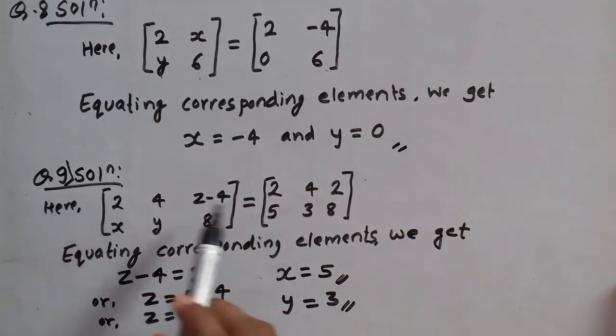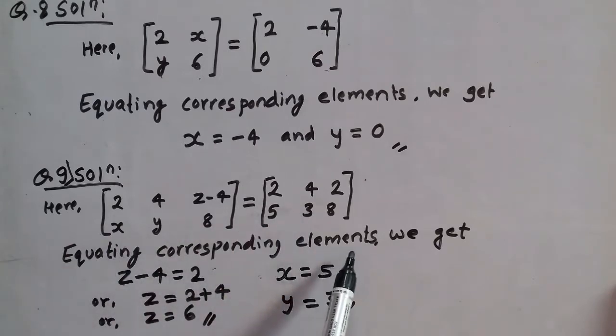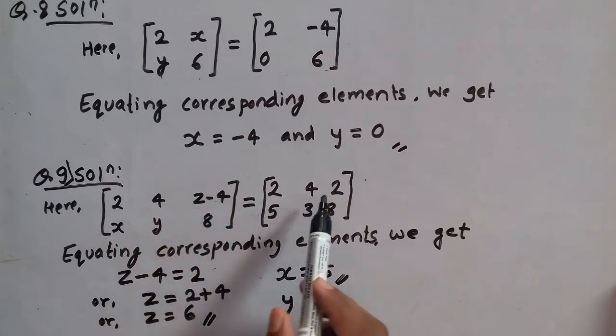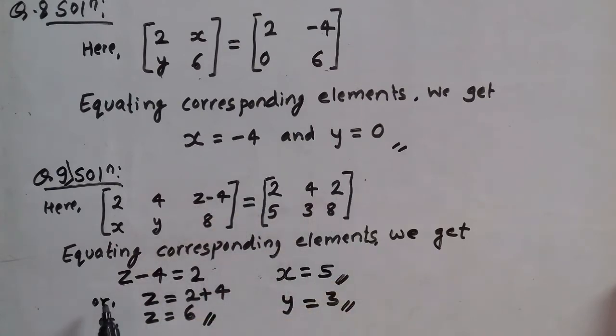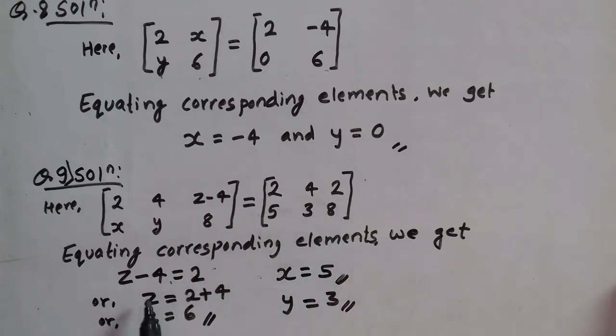Similarly, in question number 9, these two matrices are given equal and equating corresponding elements. Here z -4 is element of first row and third column, and here this 2 is element of first row and third column. So these two are equal. Z -4 equals to 2, and from this z, when z is written same side, and this -4 when it goes to another side becomes +4, and 2 plus 4 is 6.